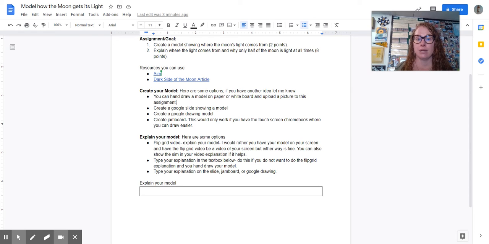You can do it with Google Slides, using the drawing tools. The same with Google Drawings. Same with Jamboard, which would really only work if you have the Chromebooks that have the touch screen and the stylus so you can actually draw. My Chromebook does, but I know not all of your Chromebooks do.